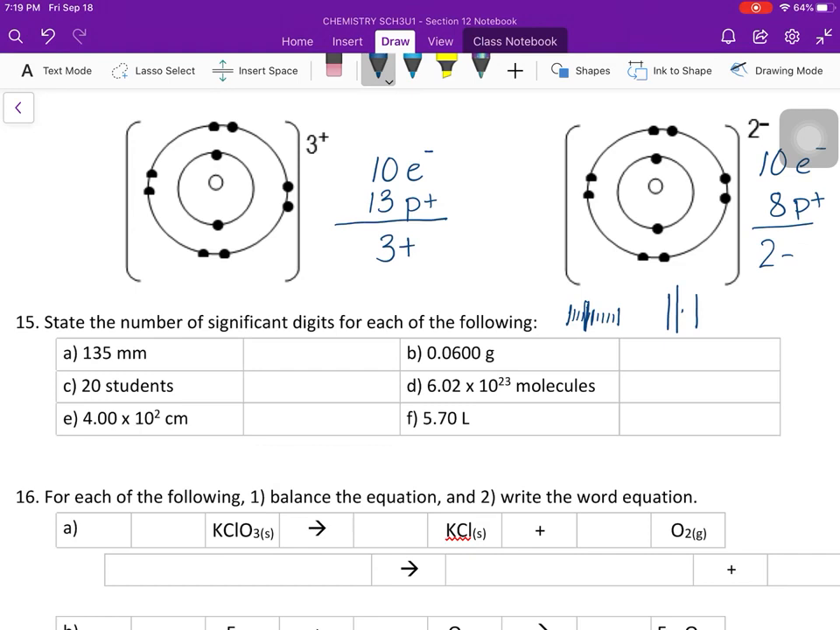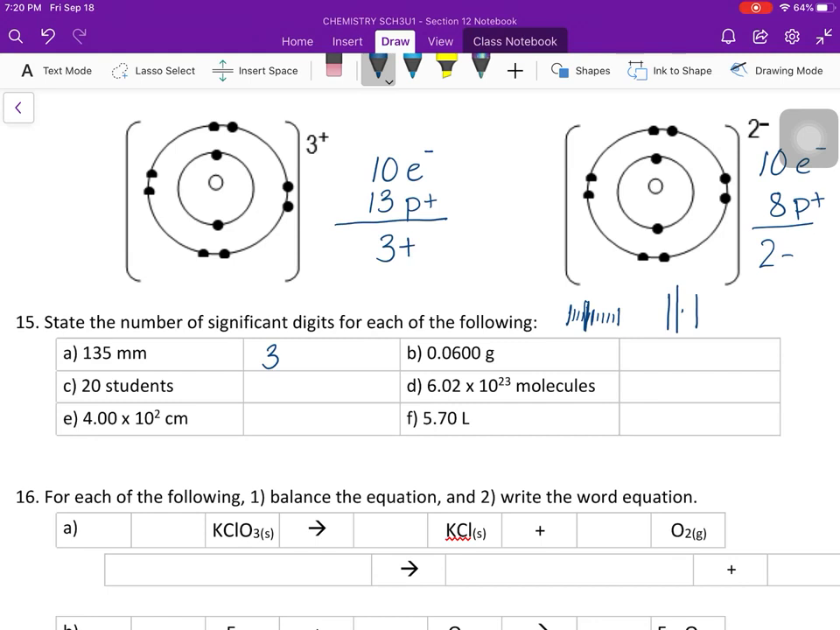So our measuring device will tell us how precise we can be, which is how many decimal places or how many numbers in terms of place value we can go in accuracy. So when I see something that is 135 millimeters here, it doesn't show me any decimal places. So here I have 3 numbers. So I have 3 significant digits.